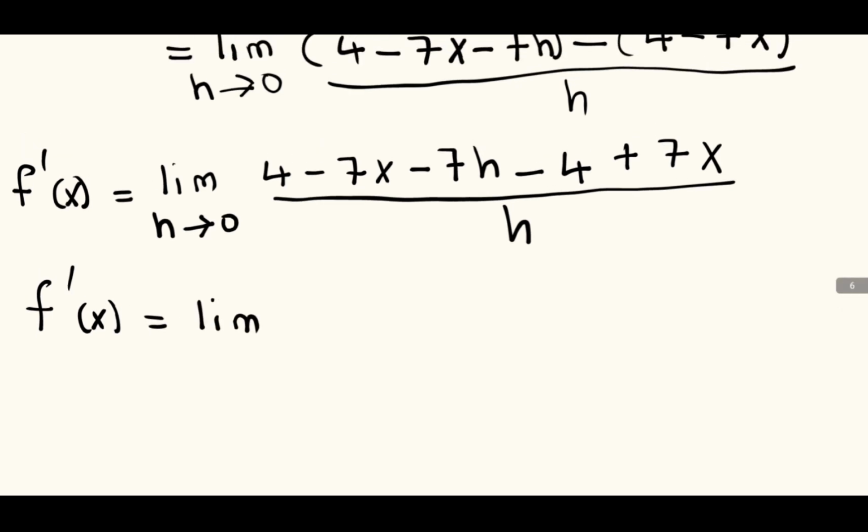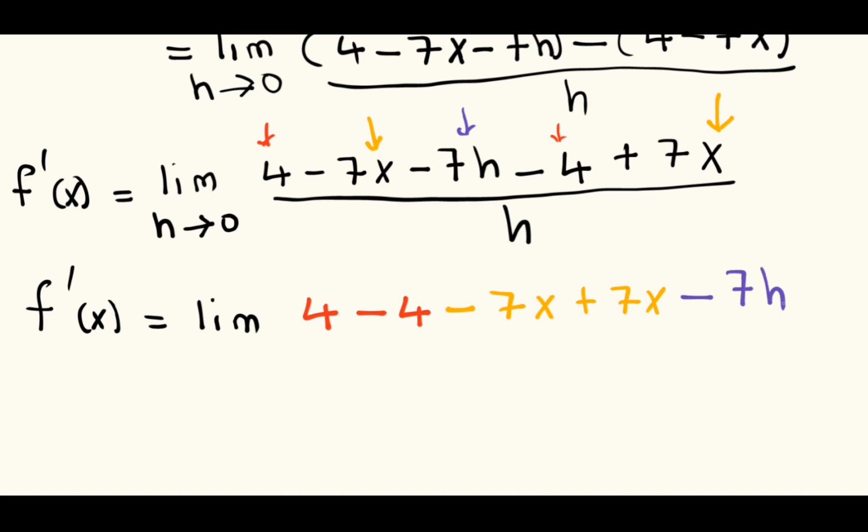So before, let's try to group the like terms. So we have 4 and that negative 4 as like terms, and we have a term which has an x here and another term which has an x there. And this h does not have any common factor. So we are going to group the 4 and that minus 4. And we also group the negative 7x and that positive 7x. And since the negative 7h does not have a common factor, we are just going to group that alone. And this will be divided by h as our h approaches 0.